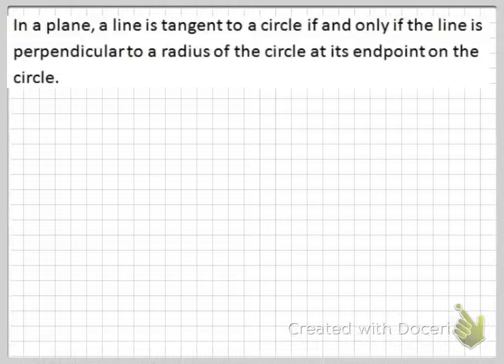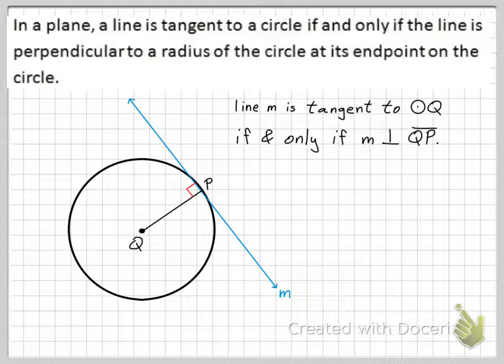But again, in a plane, a line is tangent to a circle if and only if the line is perpendicular to the radius of that circle at its endpoint on the circle. So what that means is, if you have line M, as in Mary, and it is tangent to circle Q, then that's true if and only if M is perpendicular to line segment QP.